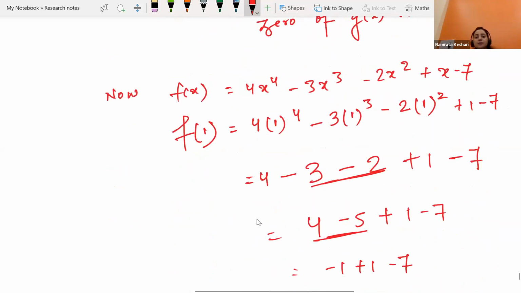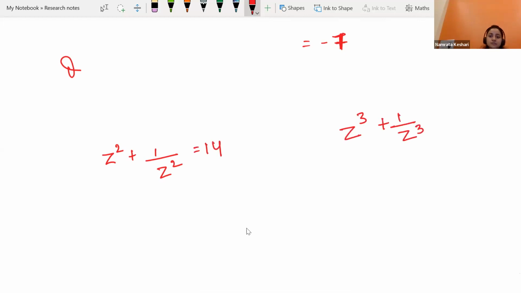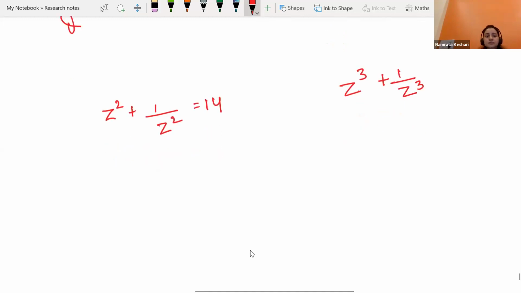The next one is the seventh one, same worksheet. No, wait, tenth one. Z squared plus 1 by Z squared. This is the last one I'm explaining. I will ask my team how many more questions you are having. Let me check. I have 4 more questions. Okay, I will ask my team to arrange one extra class and then we will cover those.